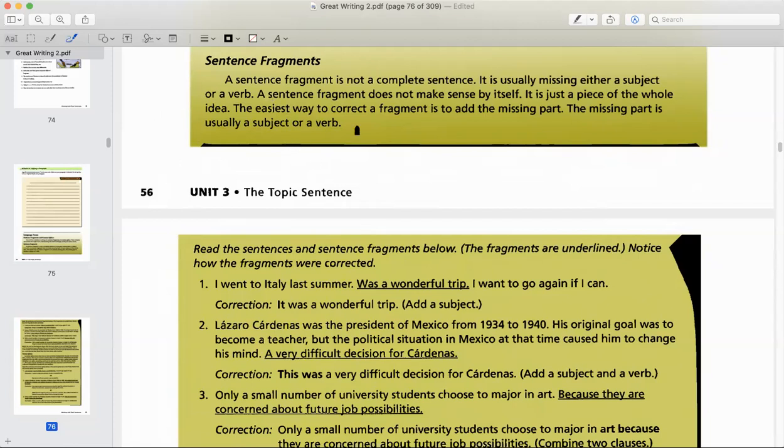Okay, so a sentence fragment is not a complete sentence. It's missing something, and usually a subject or a verb. So if that fragment is just sitting there, it doesn't make sense because it's missing something important. And the easiest way to fix that is by adding the missing part. So if it's missing a subject, put in a subject. If it's missing a verb, put in the verb.